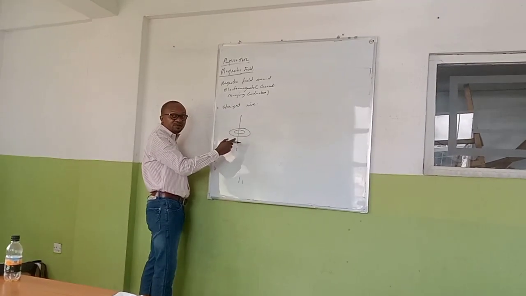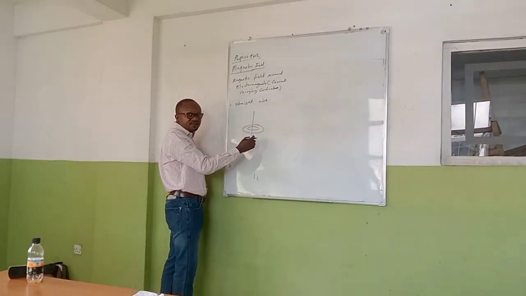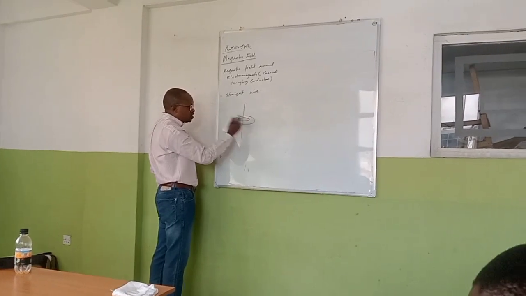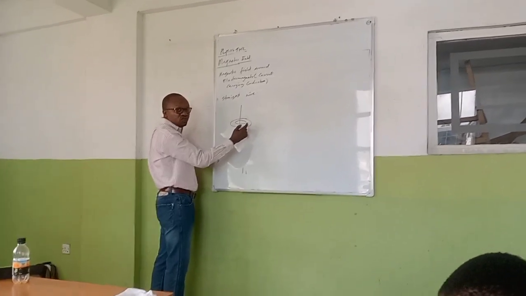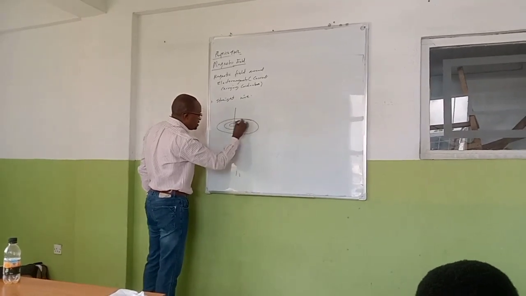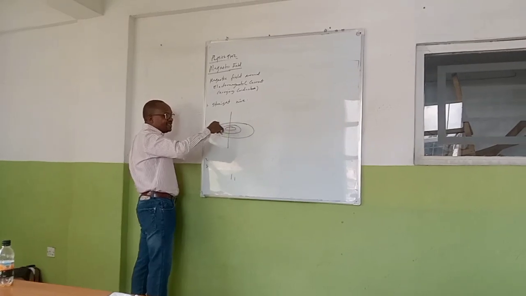How do you demonstrate that? The separation, the distance between each magnetic circle will be increasing. The separation between the lines will increase to show that the strength of the magnetic field is reducing. So you have this. Now, how do you know the direction of the magnetic field?